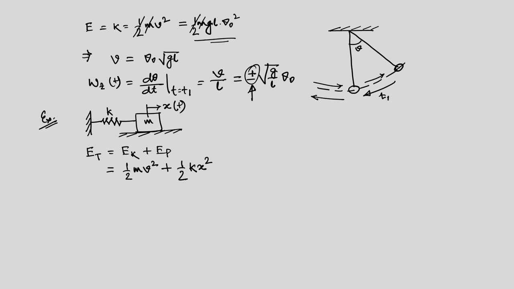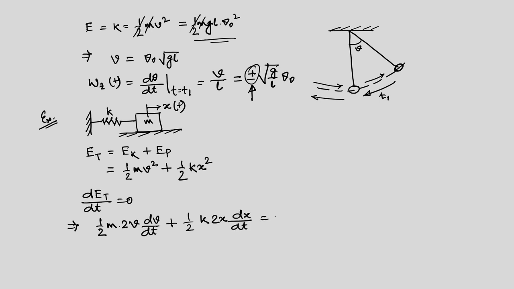Now, again in this case there is no non-conservative force acting, and then we can differentiate total energy with respect to time, and because it is constant, there is no non-conservative force or damping force, this term will be equal to 0. So, what we have is half mass times 2V dV dt plus half k 2x dx dt is equal to 0. Obviously, this half and this one in the second term get cancelled. So, what we are left with is m V dV dt plus kx dx dt.